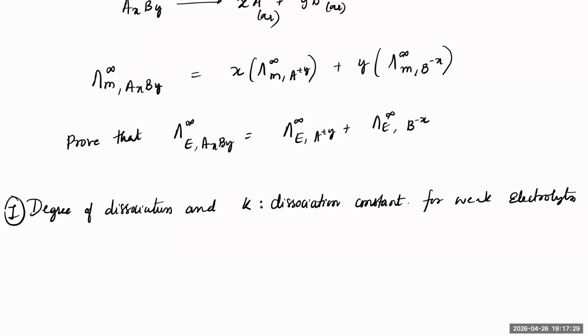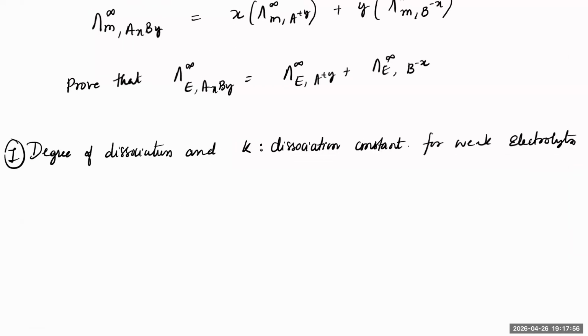This we have done as a question already: when it comes to equivalent lambda m infinity, then lambda m infinity of a particular cation plus lambda m infinity of the other anion will be the sum of that. There will not be any coefficient multiplications here. So that is one important thing to understand. Got it?